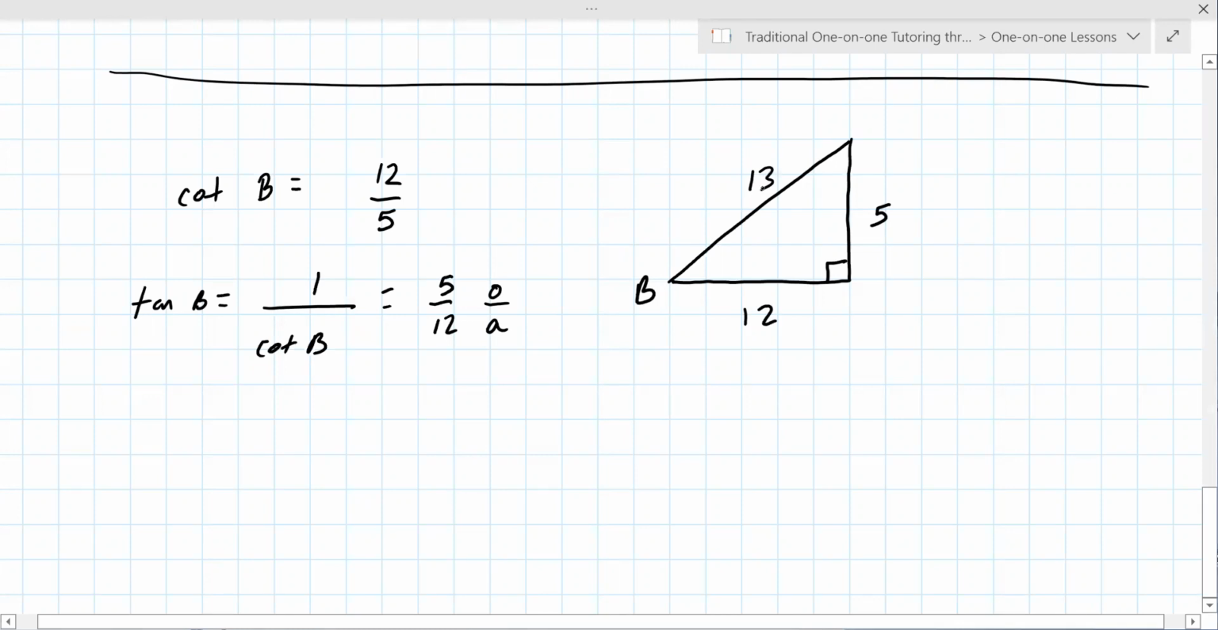So now we can find all of the things that we want: sine B, cosine B, and tangent of B. So go ahead and see if you can find those three for me, please.